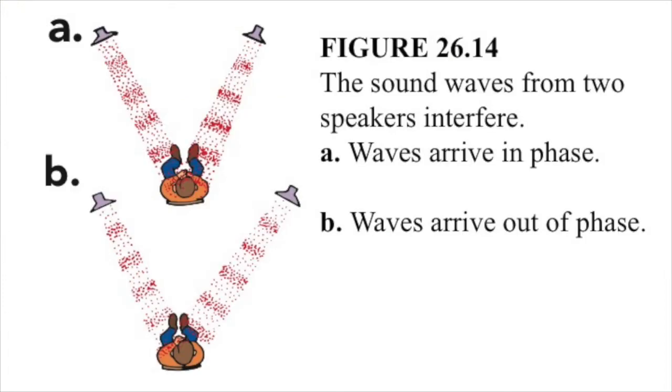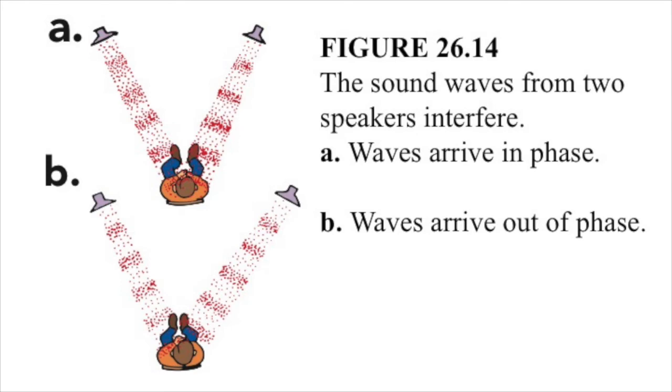The listener, in figure 26.14a, is equally distant from two speakers that simultaneously emit identical sound waves of constant frequency. The listener hears a louder sound because the waves add. The compressions and rarefactions arrive in phase, that is, in step.